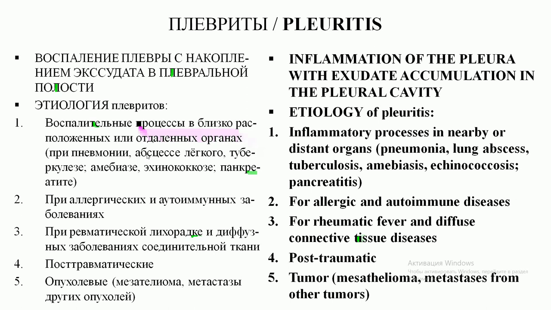Pleuritis is characterized by inflammation of the pleura with exudate accumulation in the pleural cavity. Etiology of pleuritis: inflammatory processes in nearby or distant organs, pneumonia, lung abscess, tuberculosis, amebiasis, pancreatitis, allergic diseases, rheumatic fever and diffuse connective tissue diseases, post-traumatic, tumor or metastasis from other tumors.